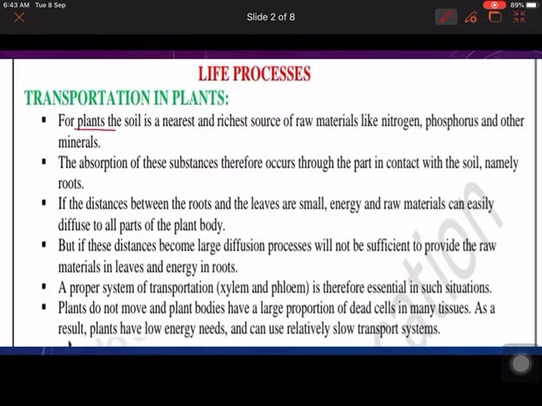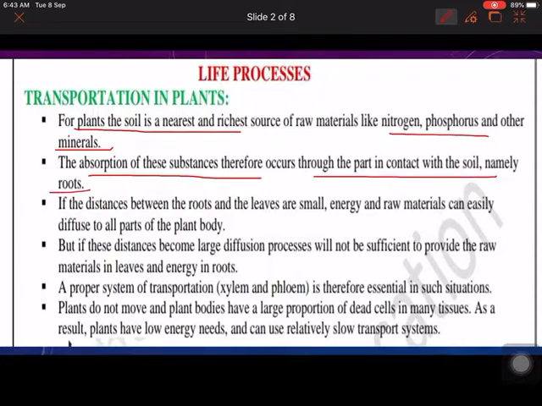Now plants require many things like different nutrients and minerals like phosphorus, nitrogen, etc. And all these are present in the soil. So these are taken by the absorption of these substances through the soil by the roots. If the distance between the roots and leaves is small, this can be easily transferred by the process known as diffusion.